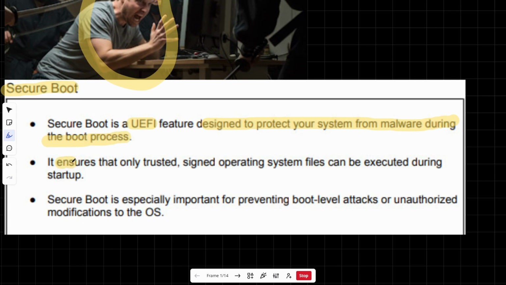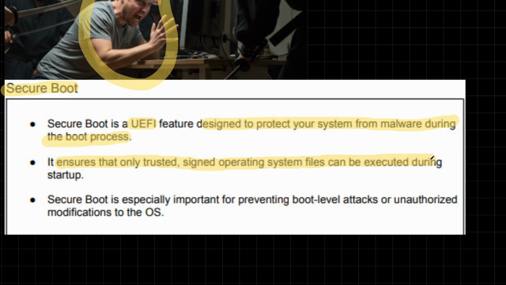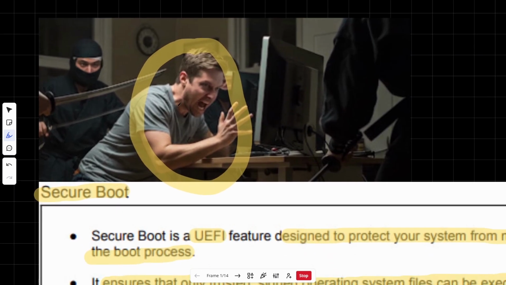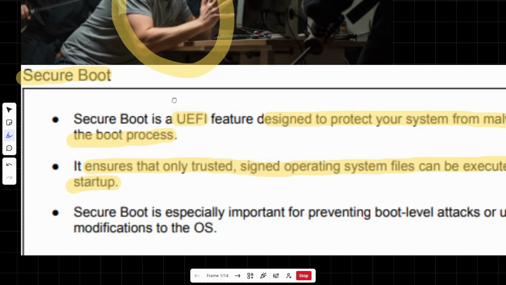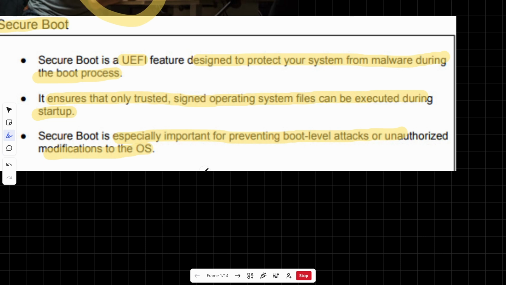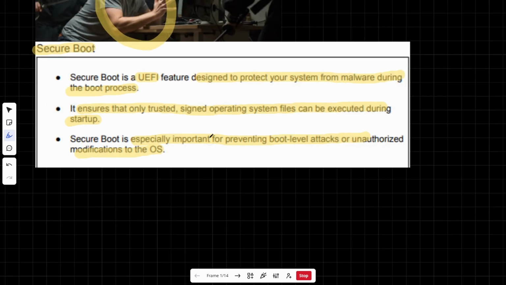So basically, it ensures that only trusted signed operating system files can be executed during startup. Before you even get to your operating system, before your operating system has booted up, Secure Boot is like this guy. He's protecting your device from any potential malware that might be attacking. Secure Boot is especially important for preventing boot level attacks or unauthorized modifications to the OS. Before your OS has booted, Secure Boot is going to stop that malware from being able to activate.